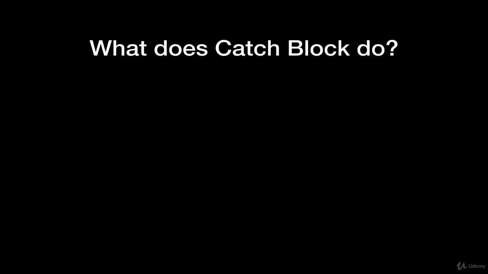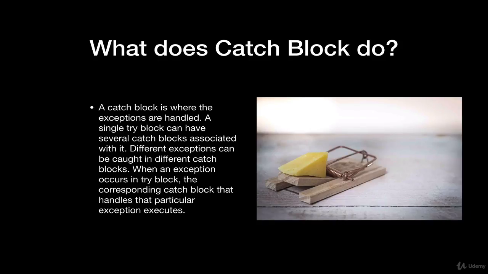So what does a catch block do? A catch block is where the exceptions are handled. A single try block can have several catch blocks associated with it. Different exceptions can be caught in different catch blocks. When an exception occurs in the try block, the corresponding catch block that handles that particular exception executes.